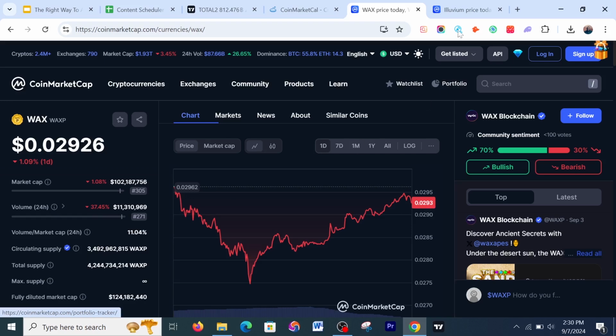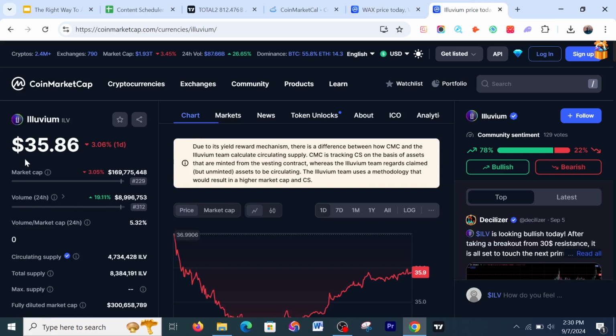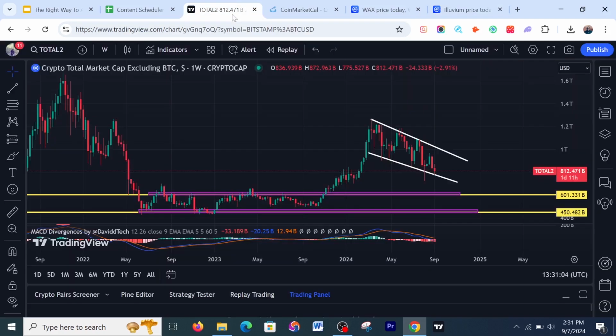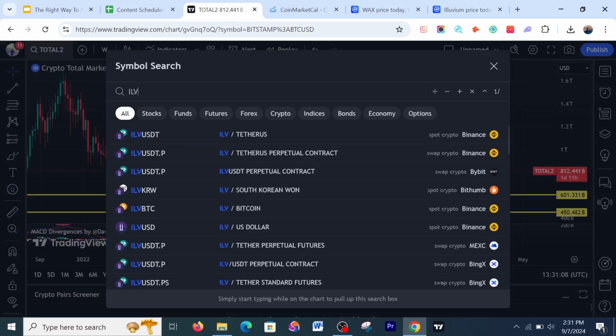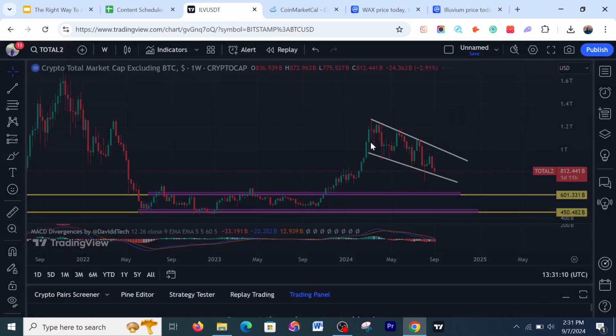So let's check Illuvium. Although the price is high for one token, the circulating supply is just 4.7 million. Total supply is 8.3 million, and that's it. So we can choose this. This is the one we can decide on. This could be our preferred token. So we'll then go to TradingView and check for ILV, and then we can analyze.